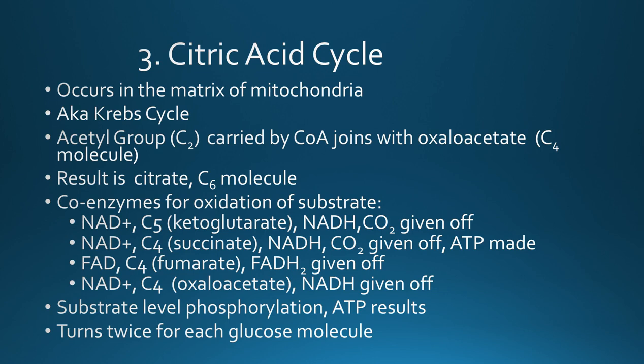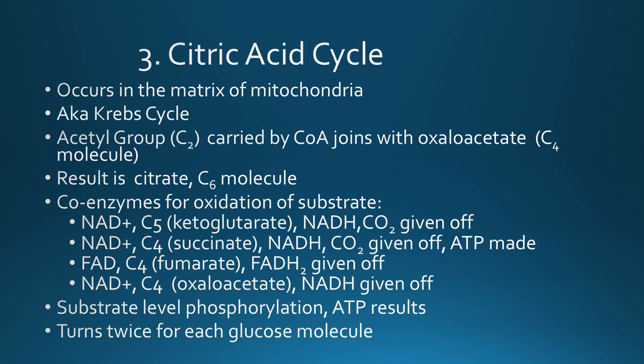Step 3, the citric acid cycle. This also occurs in the matrix of the mitochondria. What's going to happen here is our 2-carbon acetyl group from the prep reaction that's being carried by the CoA is going to join with oxaloacetate, which is a 4-carbon molecule. 2 carbons plus 4 carbons gives us a 6-carbon molecule called citrate or citric acid.